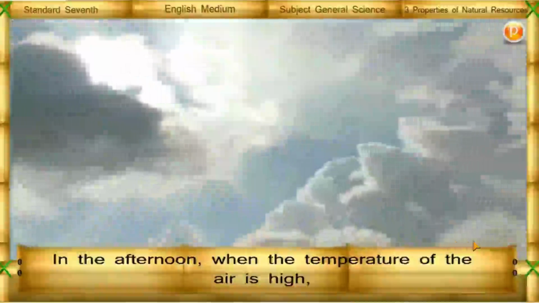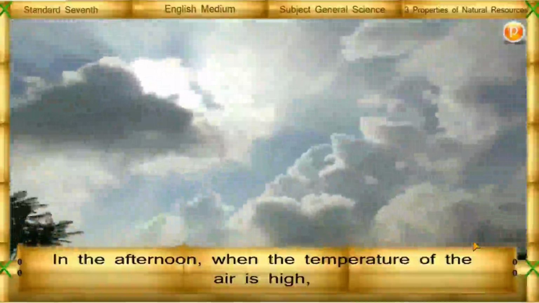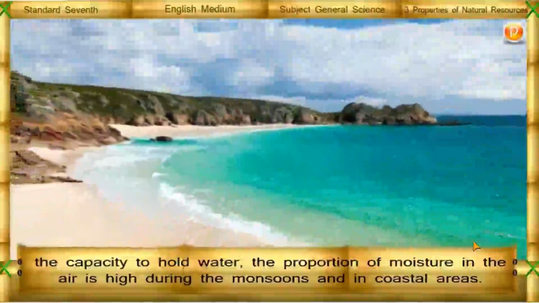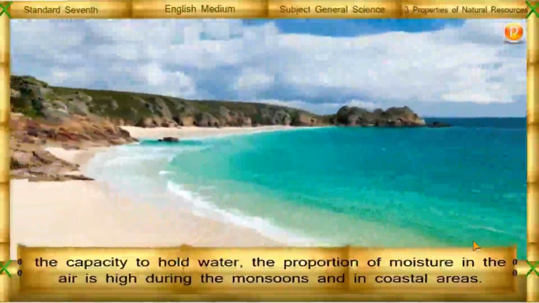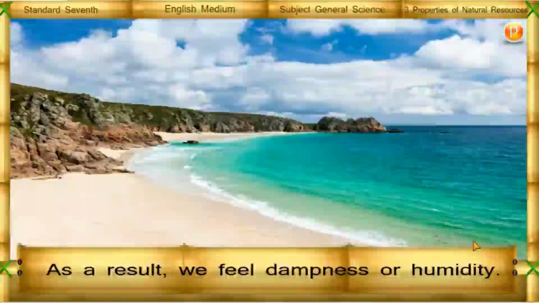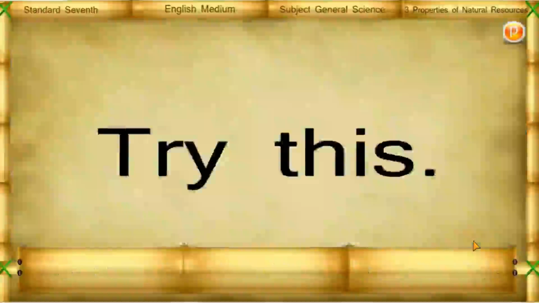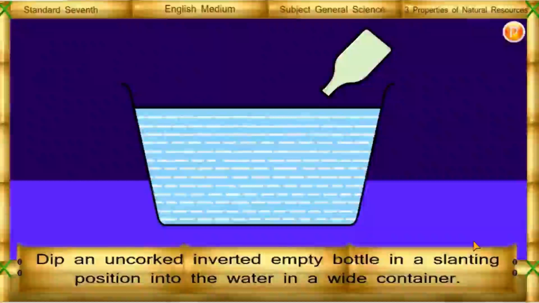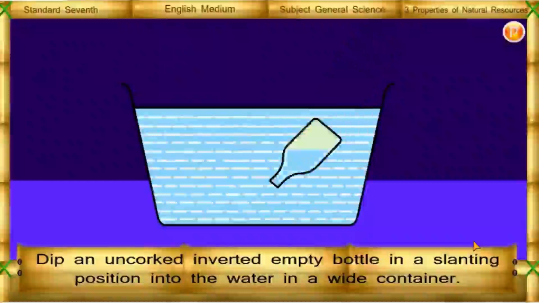In the afternoon, when the temperature of the air is high, its capacity to hold water is high. The proportion of moisture in the air is high during the monsoons and in coastal areas. As a result, we feel dampness or humidity. Try this. Dip an uncorked empty bottle in a slanting position into the water in a wide container.